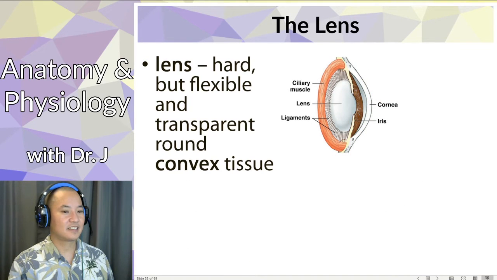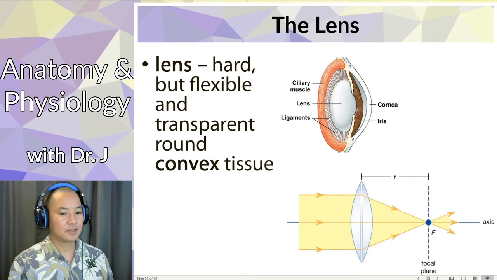Okay, so the lens is a hard, flexible, transparent, round, convex tissue. But what do we have here? Well, notice that it's bending. All these are light rays, or rays of light. And notice that they're changing angles as they move through, and now all this light is being condensed onto one point.